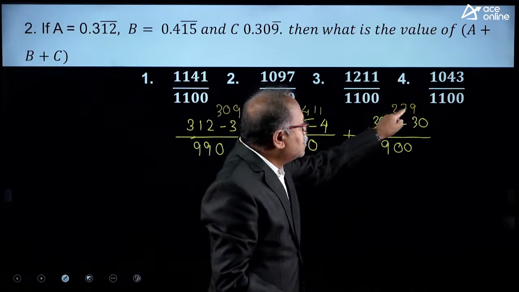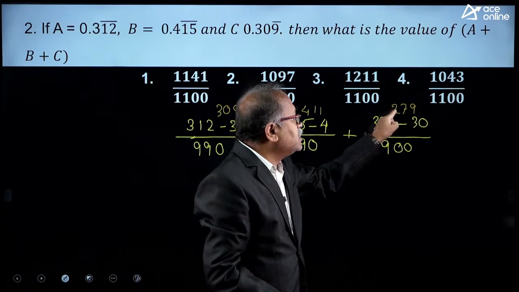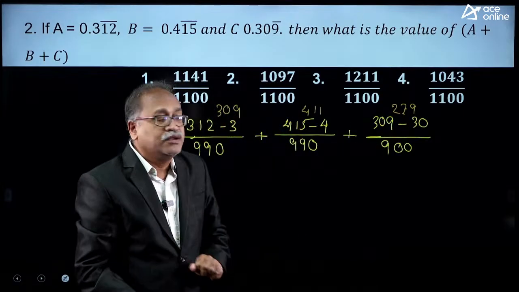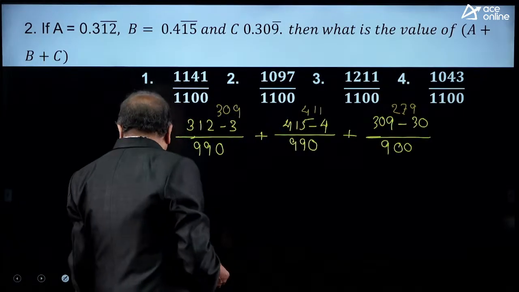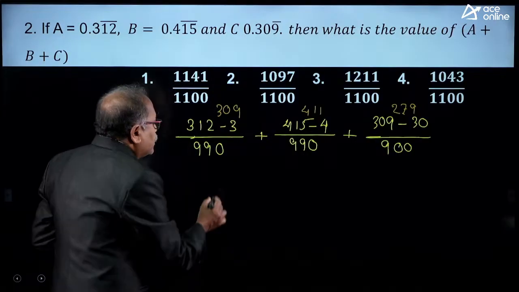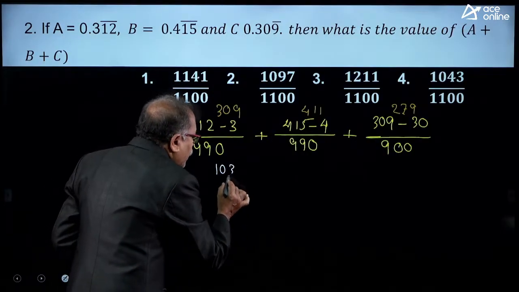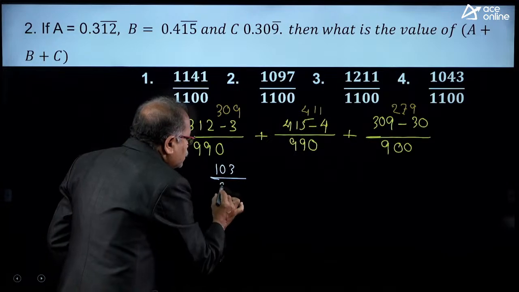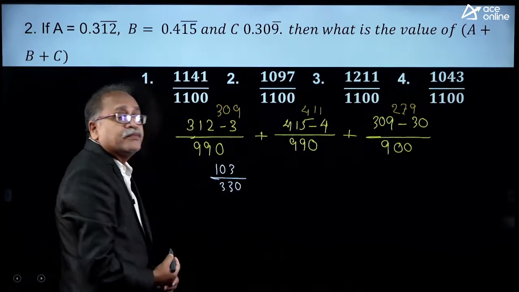So this number is also divisible by 3, because I can see 9 here and 2 plus 7, 9 here. So all the numbers are getting divisible by 3. So write down the second step, that is 103. Can I write down this one as 103 by, you are cancelling it, so this has become 330.